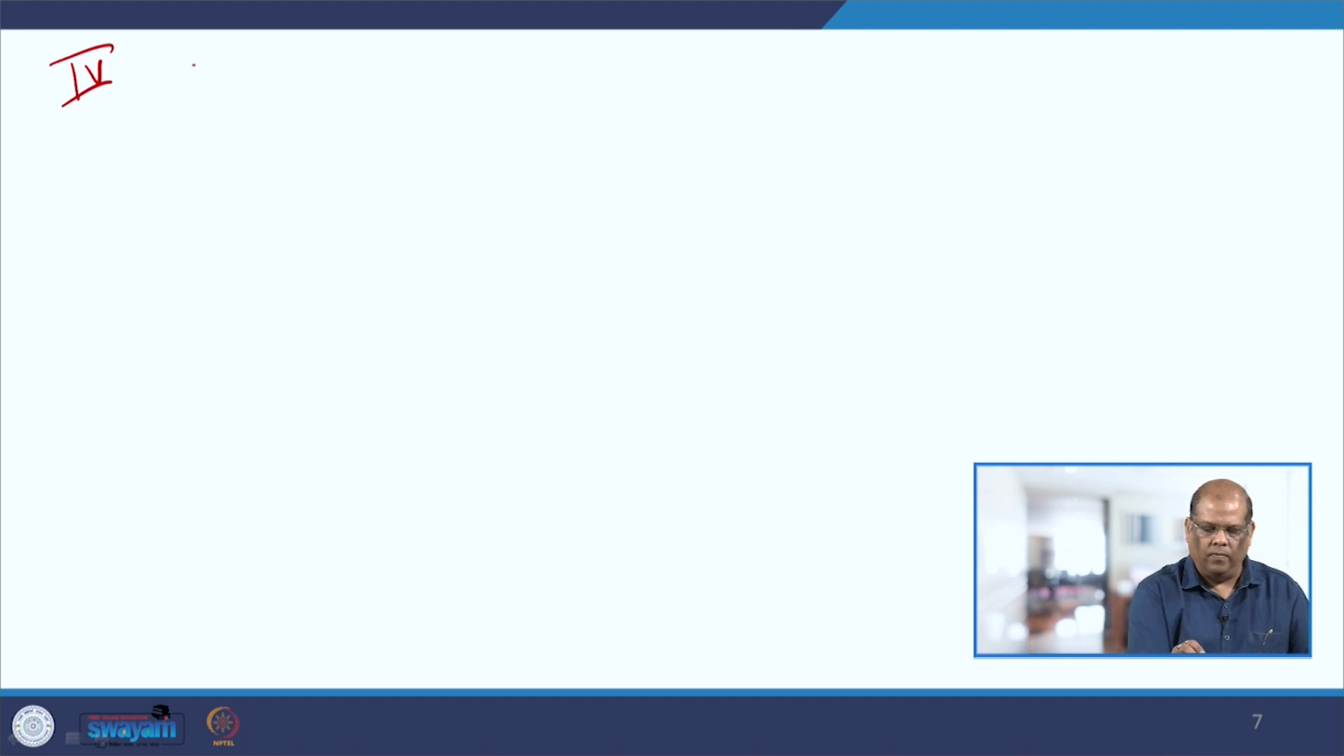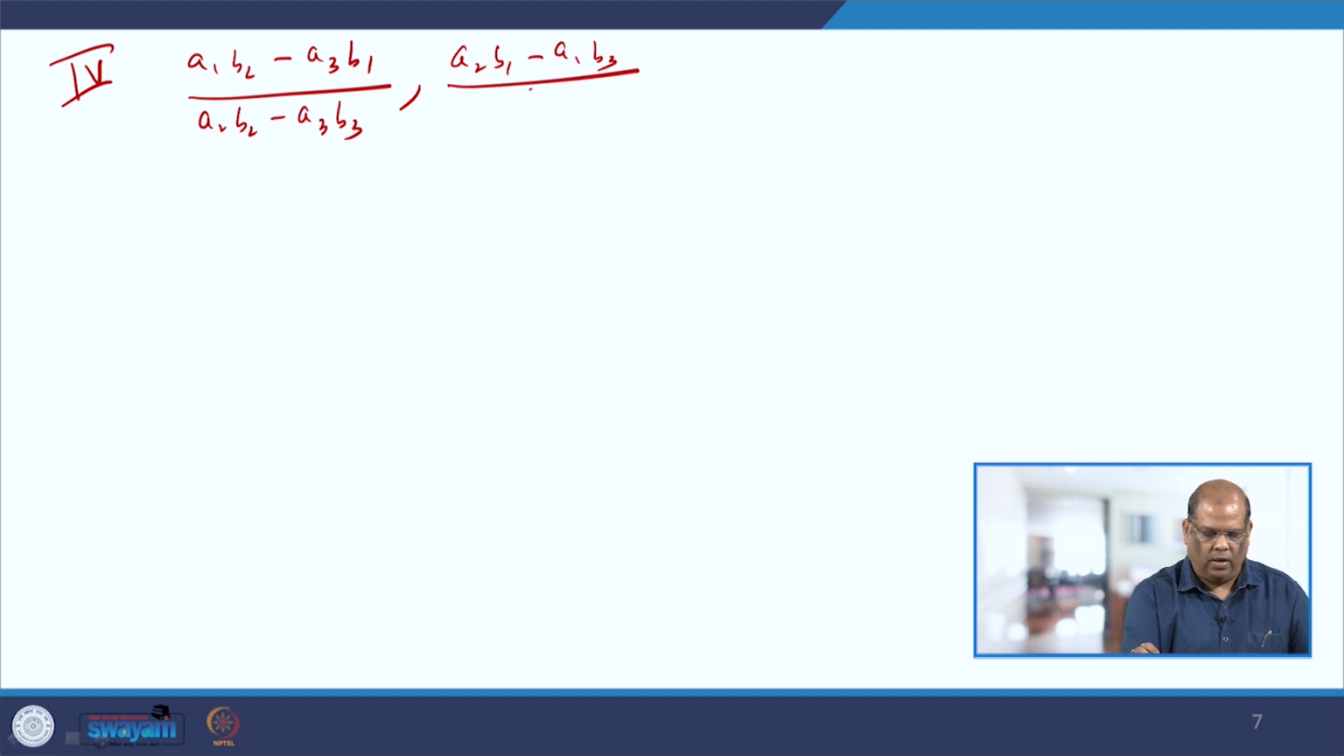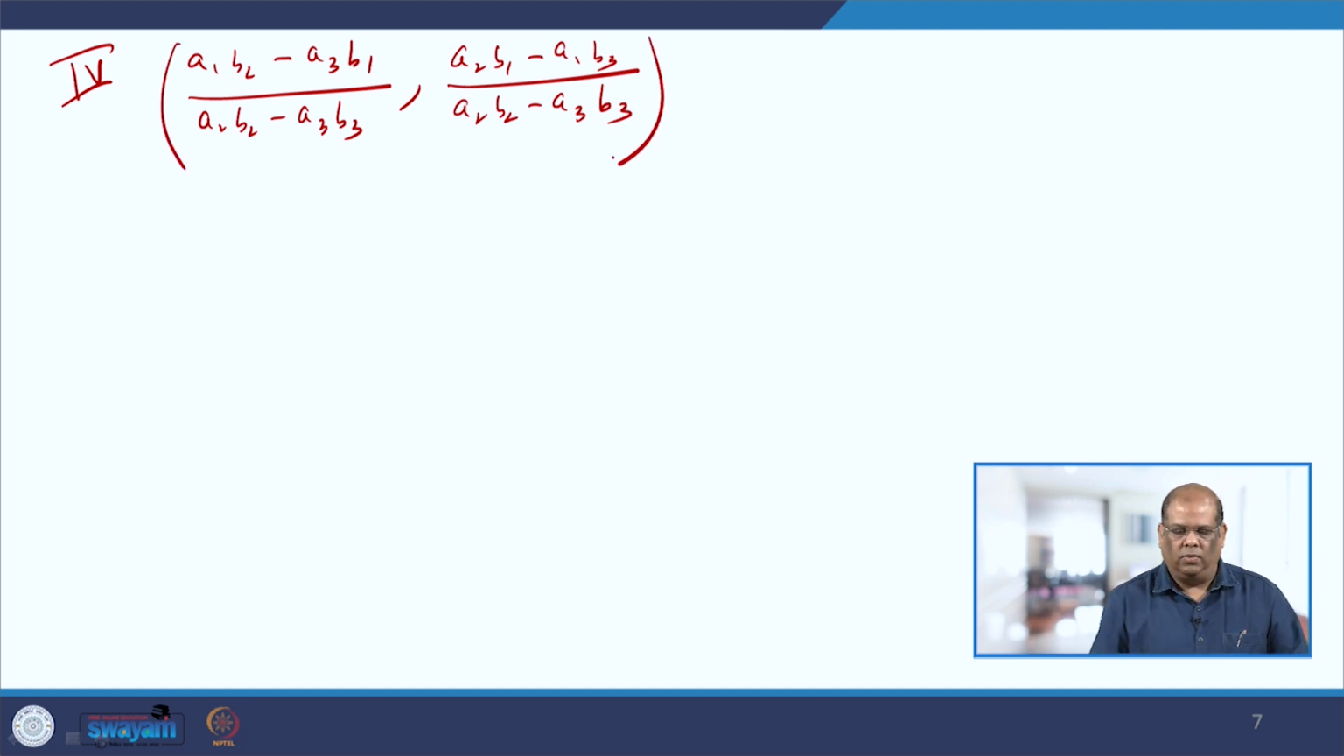This will be x star equals (A1 B2 minus A3 B1) divided by (A2 B2 minus A3 B3), and y star equals (A2 B1 minus A1 B3) divided by (A2 B2 minus A3 B3). So, this has to be, I mean, a bit laborious.